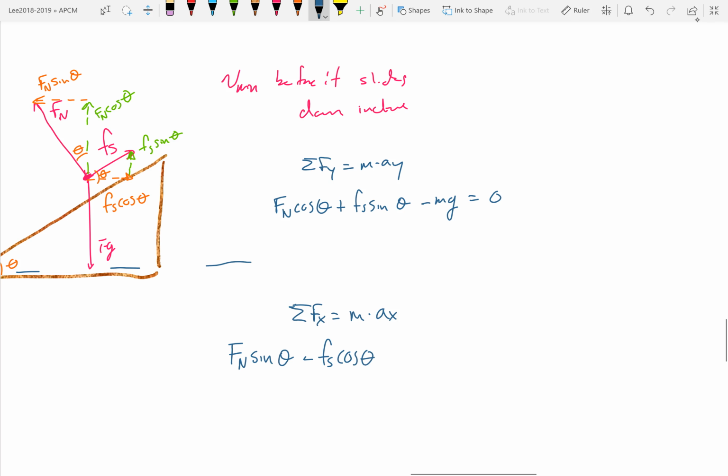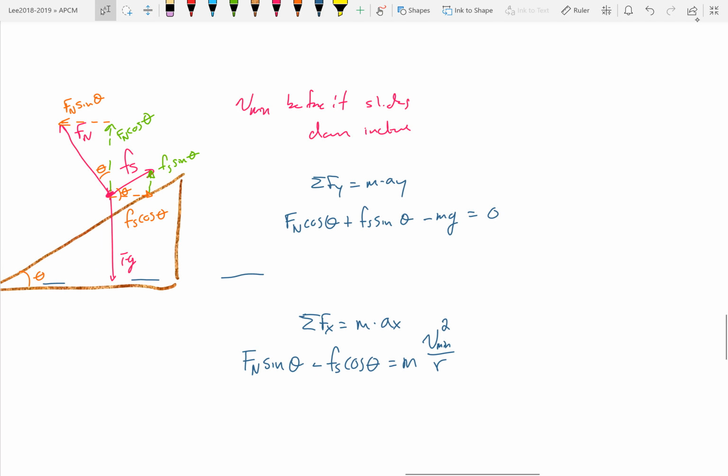We had a plus there before. So all that's changed is pluses and minuses. Equals M, and of course this changes V minimum squared over R. Okay, I'm going to solve both for Fn again. Remember that Fs is at a maximum because it's about to slip, so it's mu s times the normal force. So that gets thrown in there.